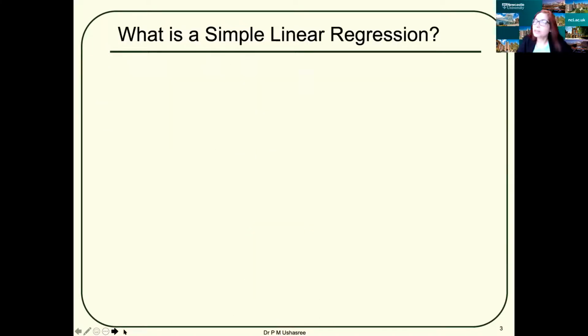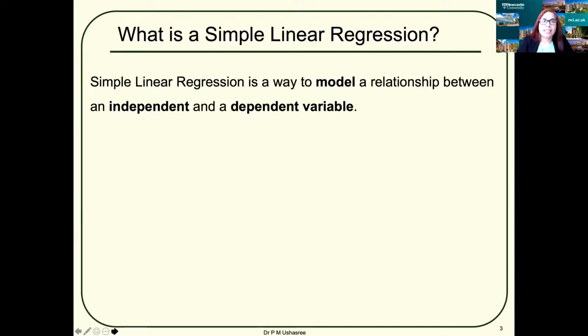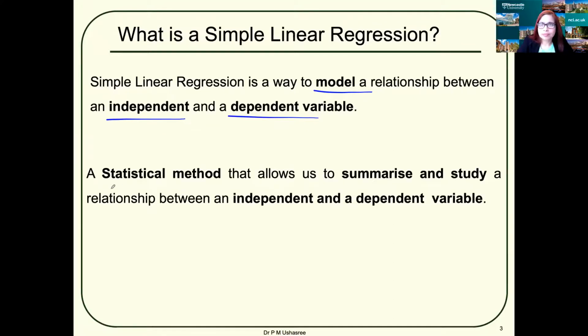Okay, so let's start with what is a simple linear regression. In simple words, it is a way to model a relationship between an independent and a dependent variable. In other words, it is a statistical tool that allows us to summarize and study a relationship between independent and a dependent variable. So let's go back to our example from part 1, that is the bivariate data between the weight and the cholesterol level. Let's go back to the same example.